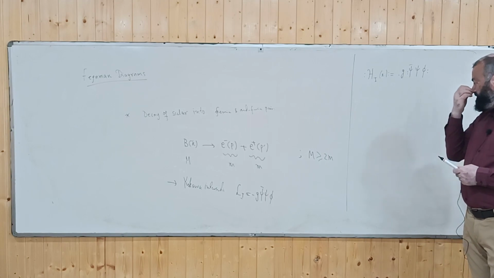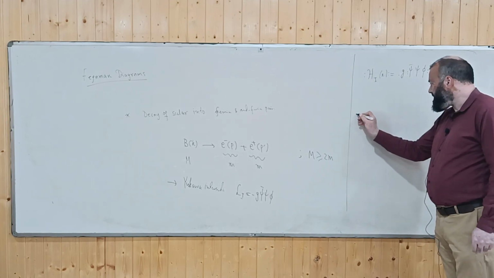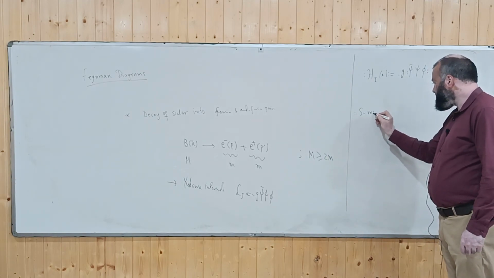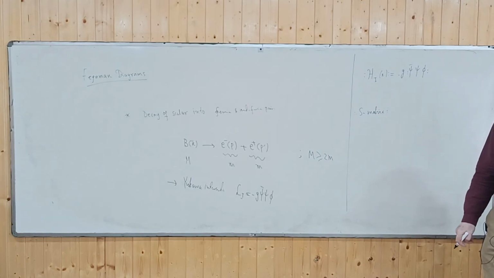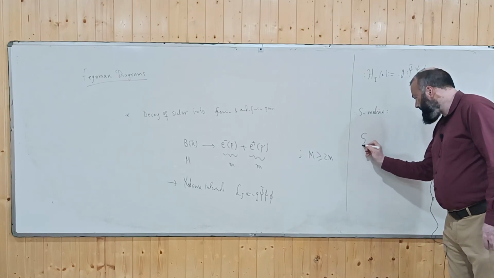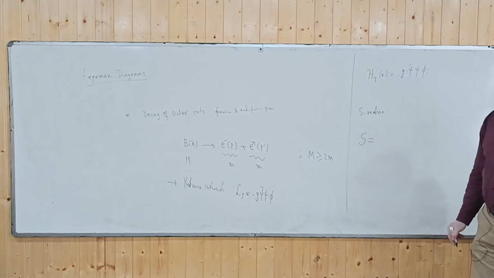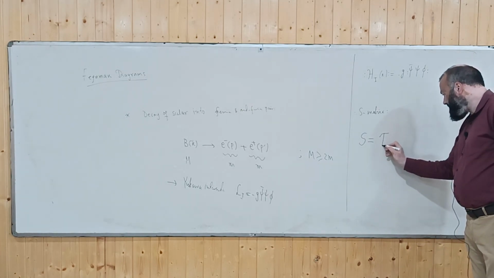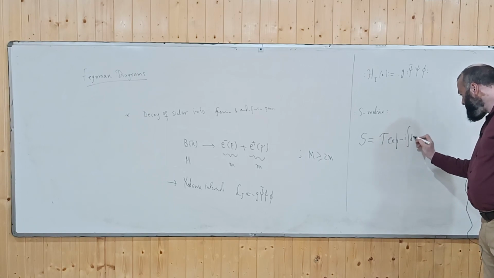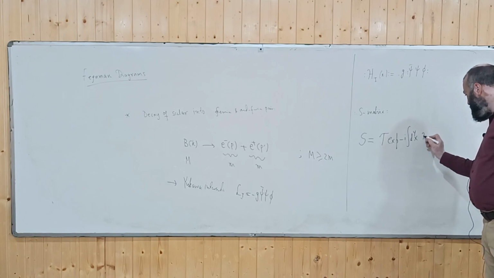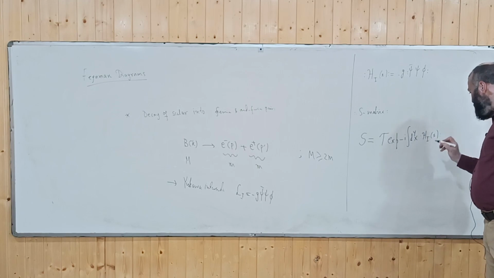Clear? Okay. So what is our S matrix therefore? Let's write the S matrix as S. It is the time ordered exponential of minus i integral d^4x H_I of x. Let me put it in the normal order form.